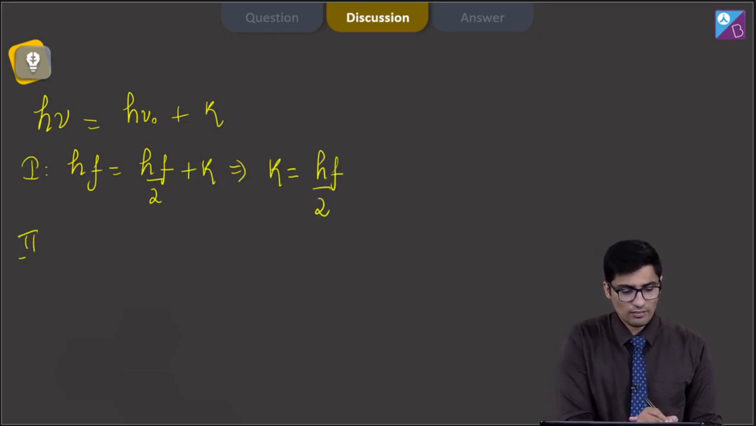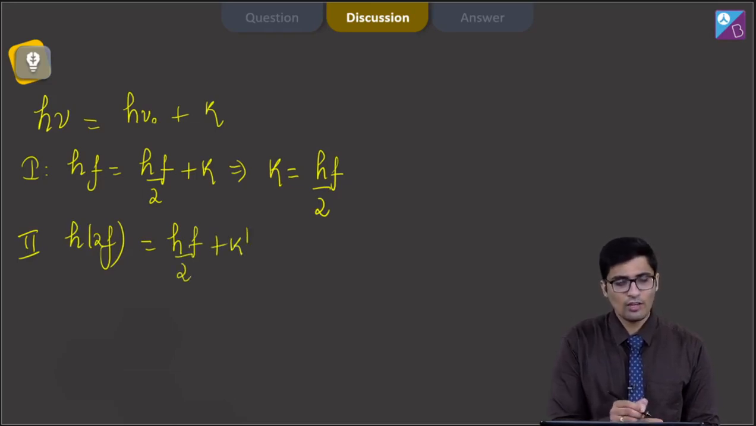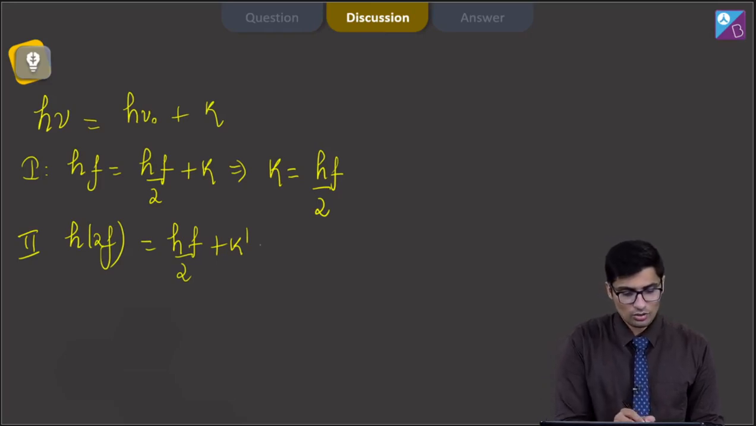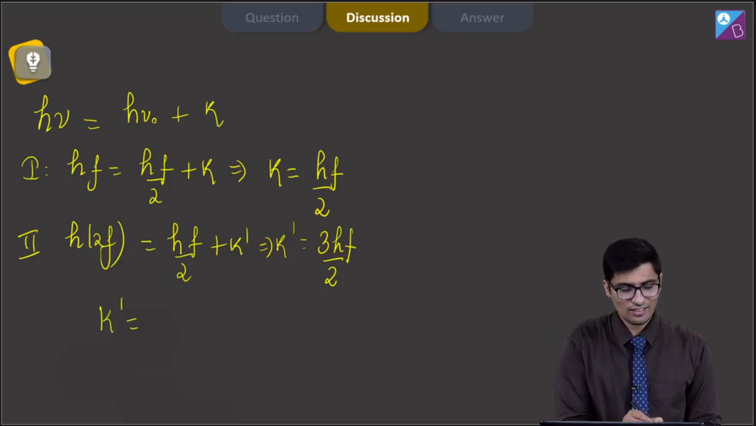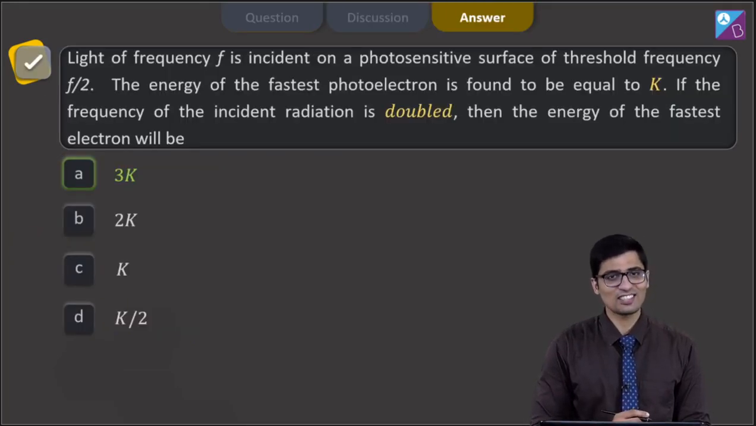In the second case, it is given that the frequency is doubled, which means that h into 2f will be equal to h f by 2 plus k dash, where k dash is the kinetic energy of the fastest electron in the second case. And on solving this, we get a value of k dash to be equal to 3 hf by 2. From these two equations, we can clearly see that the k dash has a value which is equal to 3k, and hence the kinetic energy becomes tripled. Therefore, for this question, the correct answer is option A. Now, moving on to the next question.